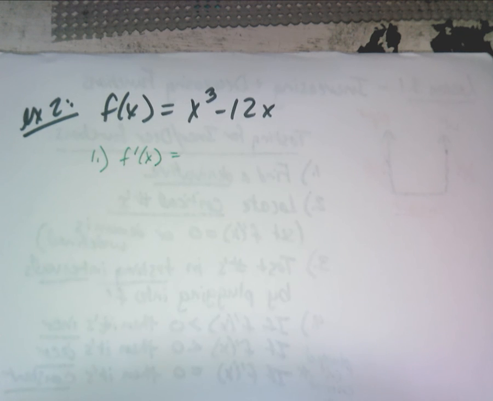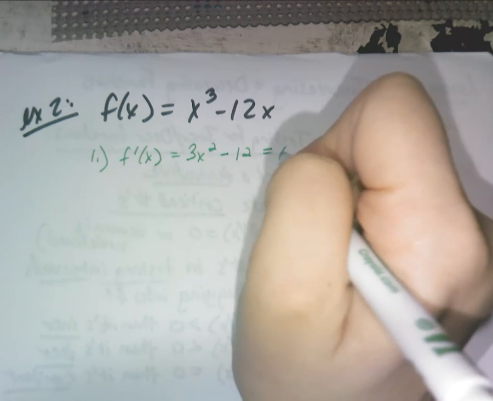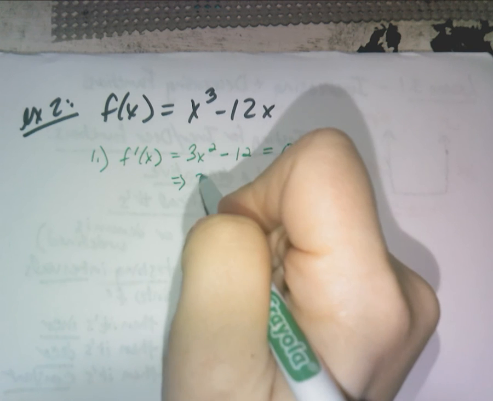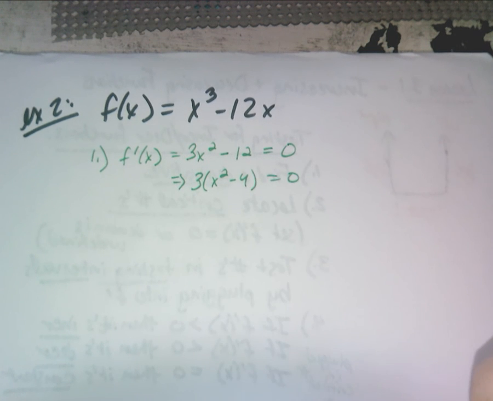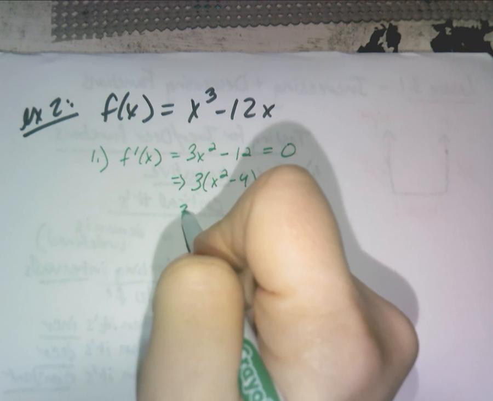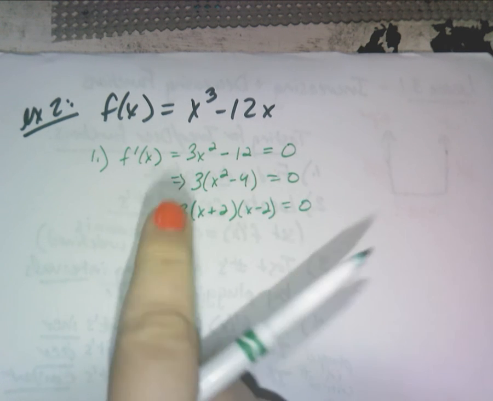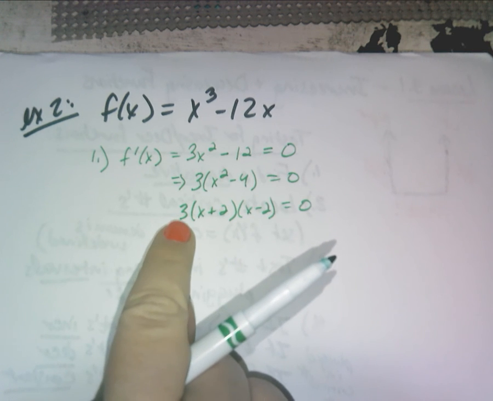Andy, what's my derivative? I'm calling on people because it's been a while. 3x squared minus 12. Beautiful. Set it equal to 0. We can factor out a 3. We're left with x squared minus 4. But what does that factor into? X minus 2, x plus 2. Okay. So this 3, although it may seem not important, it's not a critical number.